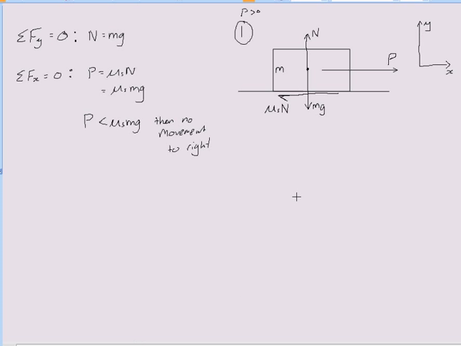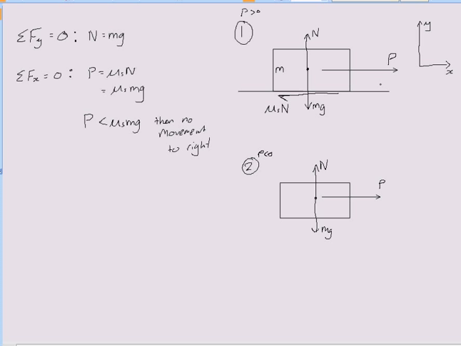But let's now consider a second case, where you also have a block with an external force P being applied to it, but P is now less than 0. So P is less than 0. Well, we know there's going to be a force due to gravity just like before, mg. The normal force is going to be the exact same, also mg, because the sum of forces in the y direction is equal to 0 too.